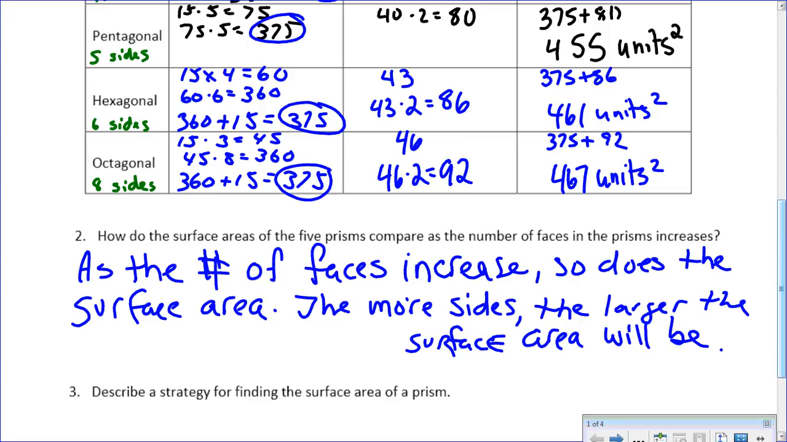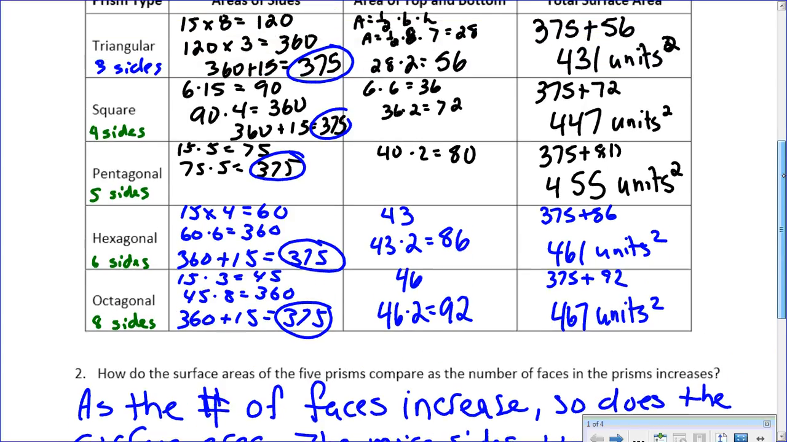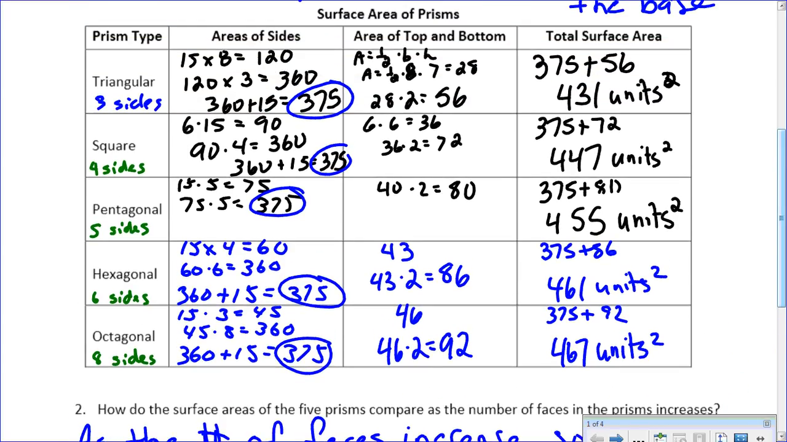So it says describe a strategy for finding the surface area of the prism. Well, when we did that, the first thing we had to do was figure out the area of one side. Once we did the one side, then we had to figure out how many sides we had. And in some cases, like the triangle, the hexagonal and the octagonal, we had a leftover section that we had to cover with the area. Then we had to find the area of the top and the bottom.